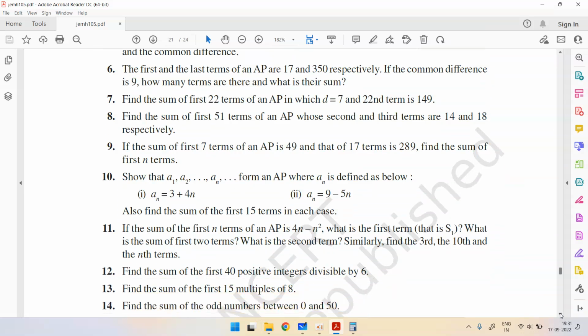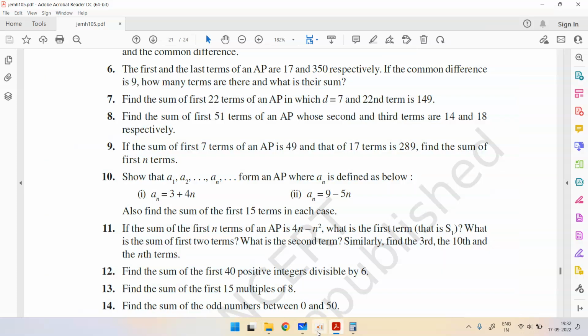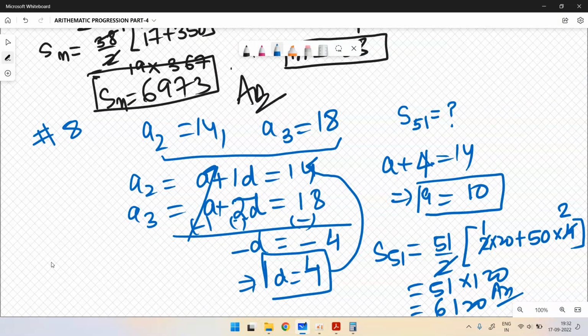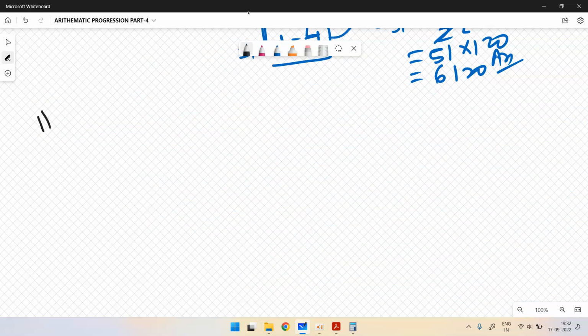This type of question, with 3 plus 4n, is already solved. Let me solve this type with you. So I will be doing the 10th question, second part.